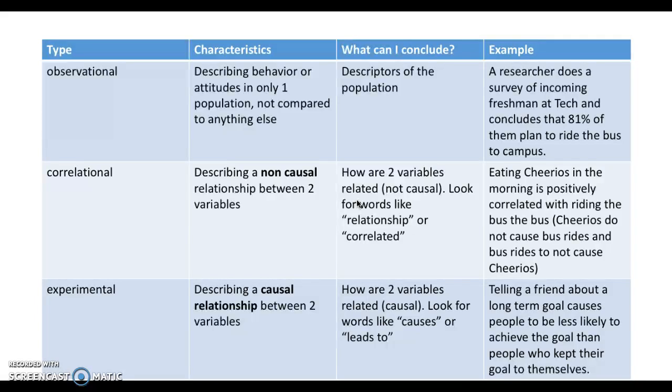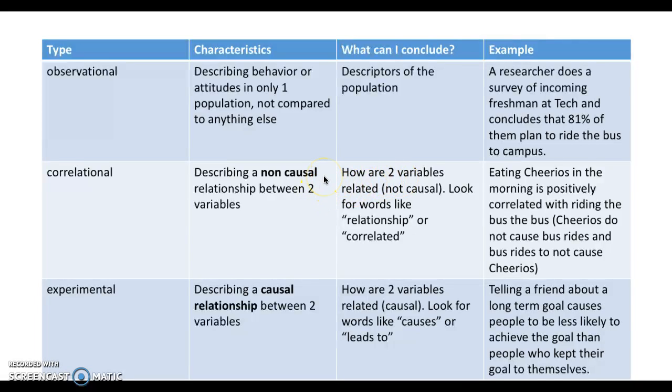And so my example here is eating Cheerios in the morning is positively correlated with riding the bus. Cheerios don't cause riding the bus, and the bus rides do not cause the Cheerios. So I made this little note to myself here that we can't really conclude causation from this at all, and it could be bidirectional if we are concluding any sort of relationship. So bidirectional meaning the Cheerios don't cause bus rides and the bus rides don't cause Cheerios.